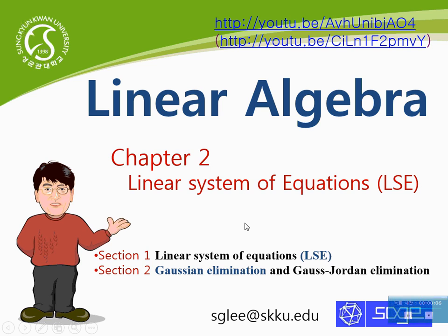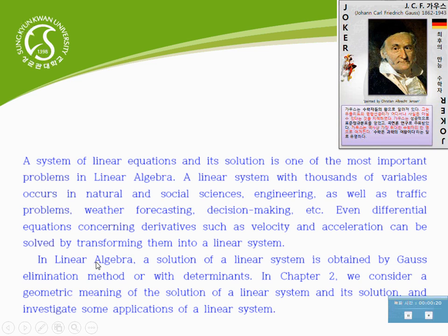Okay, today we start chapter 2, linear system of equations. It has two sections: definition of linear system of equations and properties, and Gaussian elimination and Gauss-Jordan elimination. In linear algebra, a solution of a linear system is obtained by Gaussian elimination or with the determinant. In this chapter, we consider the geometric meaning of the solution of a linear system, and investigate some applications of a linear system of equations.